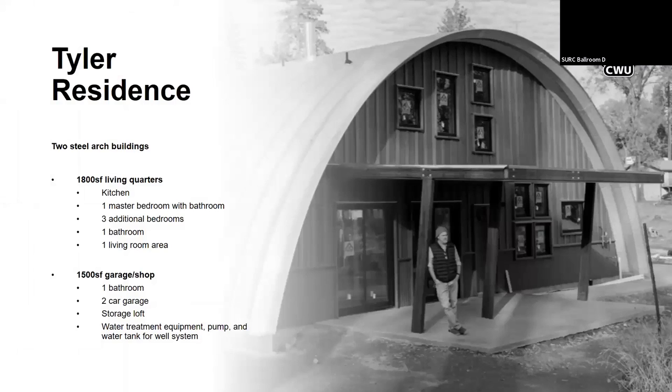Next up, the project is called Tyler Residence, with two steel arch buildings, one used for living quarters and one used for garage and shop. The first half of the building is 1,800 square feet with one master bedroom with bathroom attached, three additional bedrooms, one kitchen, and one living area. The second half of the building is used for garage and shop with 1,500 square feet with its own bathroom, two garages, and one space for storage loft and water treatment equipment for the well system. Next up, I will pass this on to my partner, Kyler.